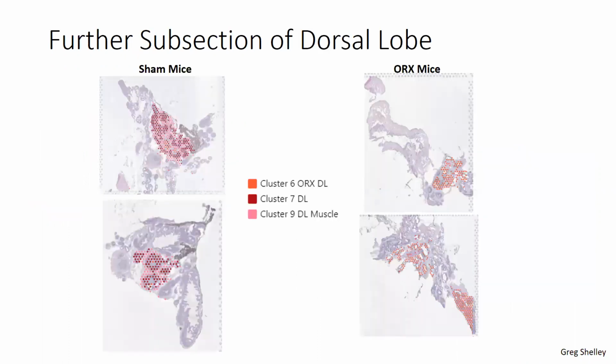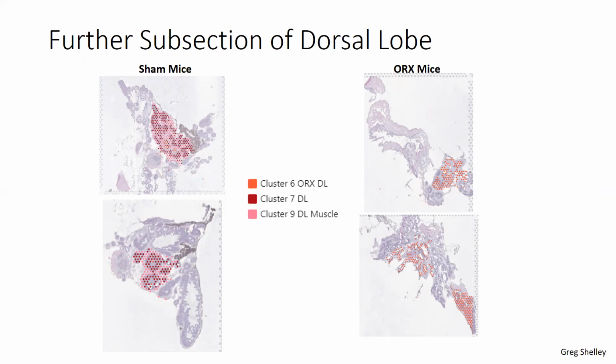Additionally, we were able to further subsect the dorsal lobe, which you wouldn't have been able to do if you had just sliced it out and sequenced it completely, or even done single cell without some of the spatial information, in the surgical mice and orchiectomy mice. We were able to find the dorsal lobe. All of the spots are very similar in gene expression.